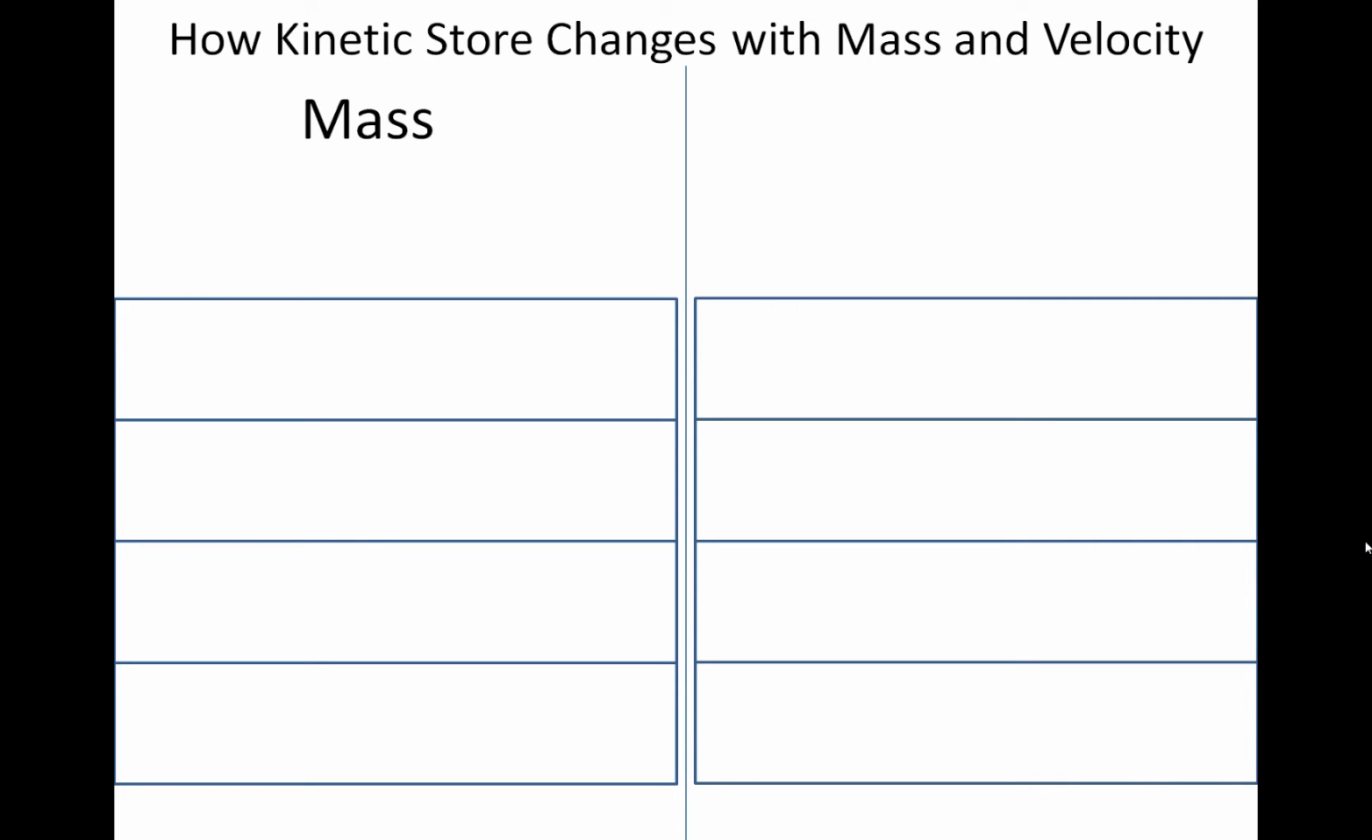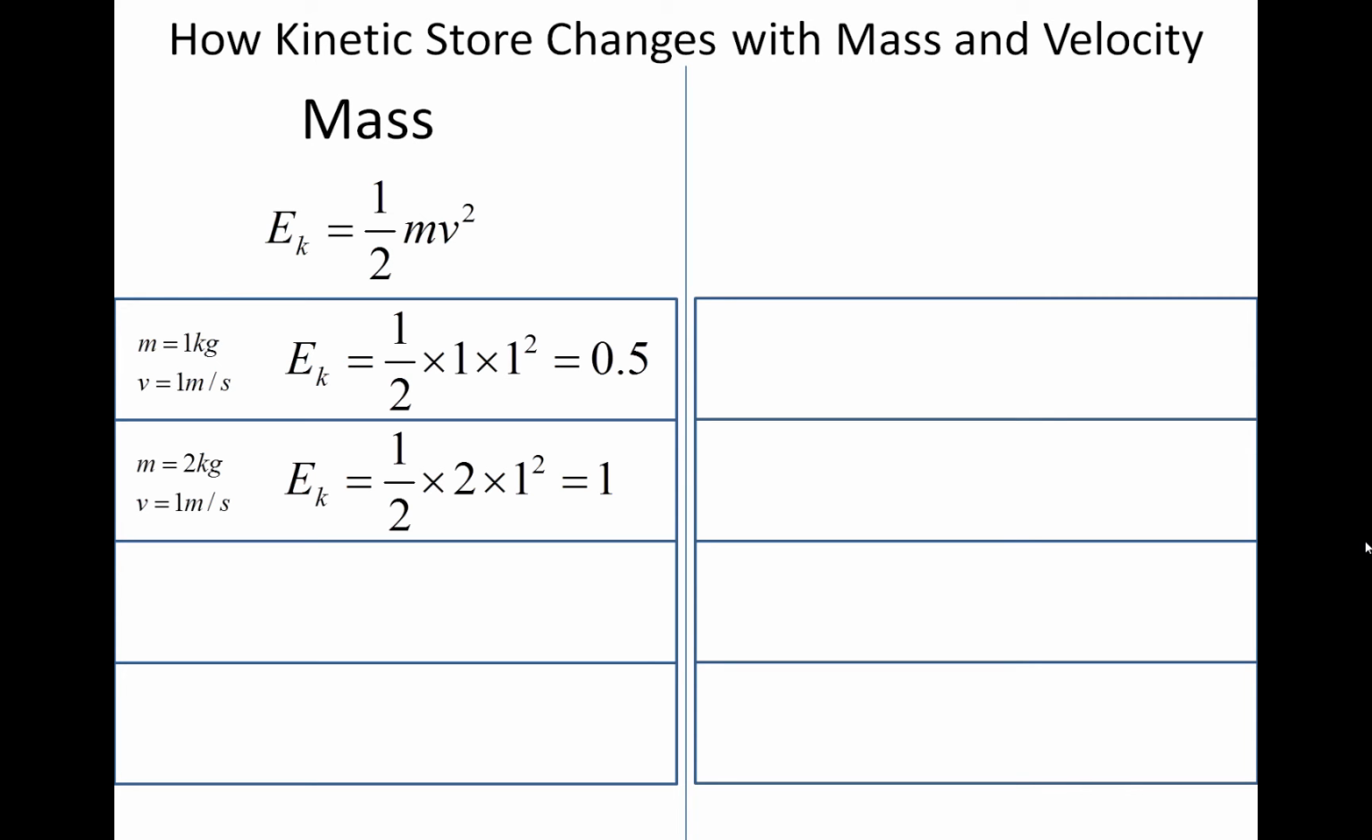We'll start with mass. We'll write down our equation first, and we're going to choose some arbitrary values for the mass and the velocity. I'm just going to start with 1 kilogram and 1 meter per second. In this case, we get a kinetic store of half a joule, 0.5 joules. If I double the mass to 2 kilograms but keep the velocity the same, I will find that the energy in the kinetic store is 1 joule. In this case, as the mass has been doubled, the energy in the kinetic store has been doubled.